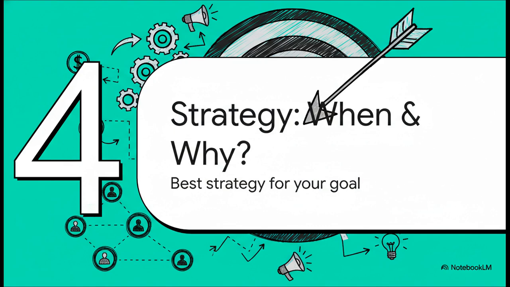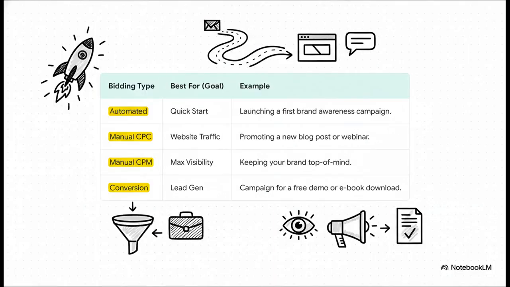Okay, so now that we understand all the options, the real question is, which strategy is the best for your specific goal? Let's connect these bidding types to some real-world campaign objectives. The logic here is really clear. If you're new and just want to build awareness, automated bidding is a great starting point. To drive traffic to your site, manual CPC gives you control over your cost per visitor. For showing your ad over and over to a very specific audience, manual CPM is the best choice. And of course, if you need high-quality leads, then conversion-optimized bidding should be your pick.